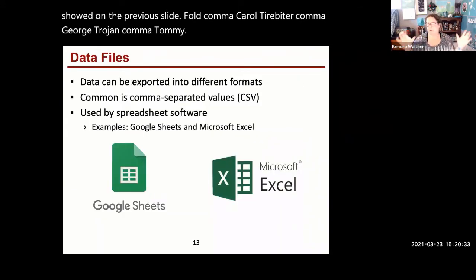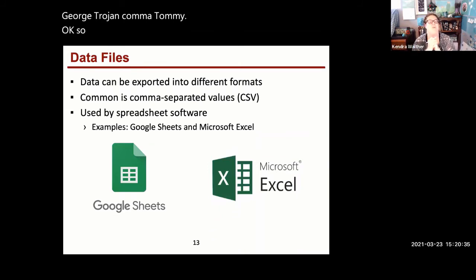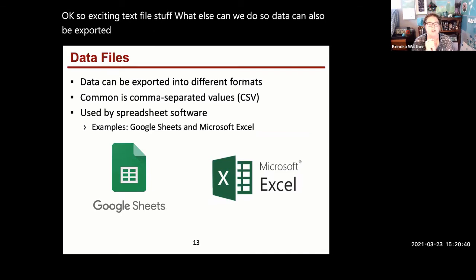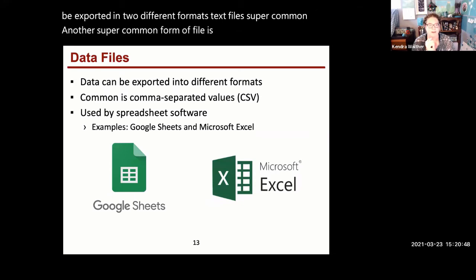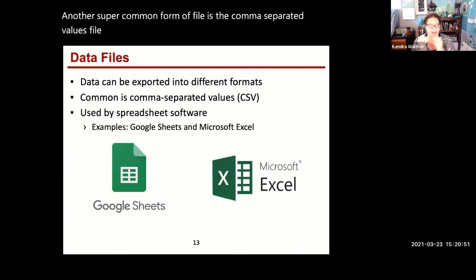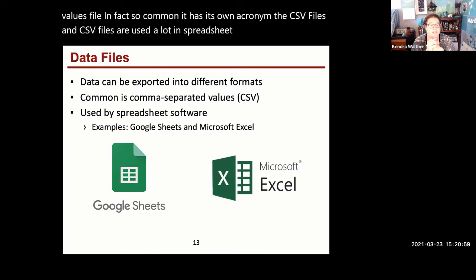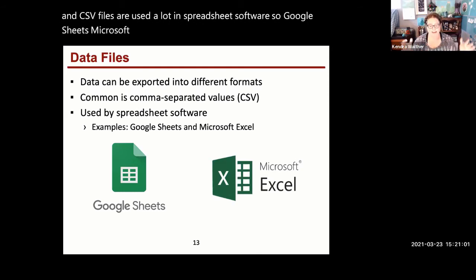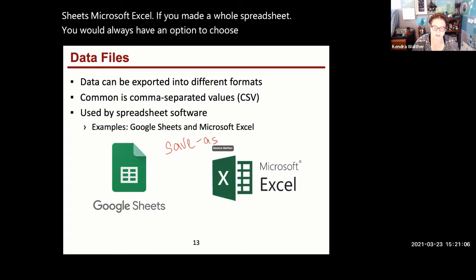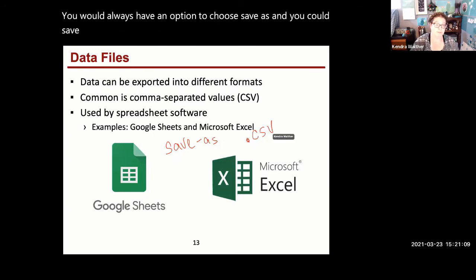Okay, so exciting text file stuff. What else can we do? Data can also be exported into different formats. Text files are super common. Another super common form of file is the comma separated values file. In fact, so common, it has its own acronym, CSV files. And CSV files are used a lot in spreadsheet software. So in Google Sheets or Microsoft Excel, if you made a whole spreadsheet, you would always have an option to choose save as, and you could save as a .csv.